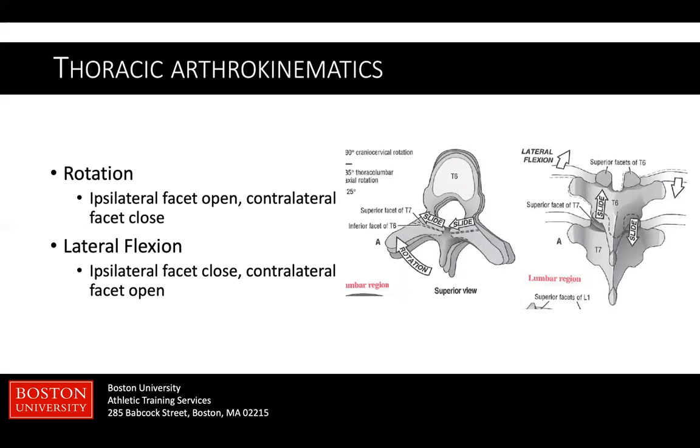And with lateral flexion, it's the inverse of that. So it would be ipsilateral facet closing and contralateral facet joint opening. So that's important to think about when we look at dysfunctional movement patterns. We do want to understand what's happening at the joints and what the expected arthrokinematic motion is. So when we do observe an osteokinematic abnormality, we'll be able to articulate what the arthrokinematic contributions are there.